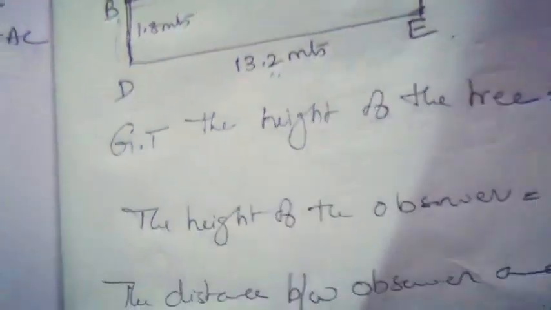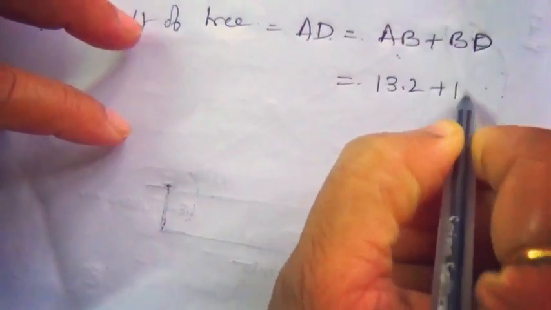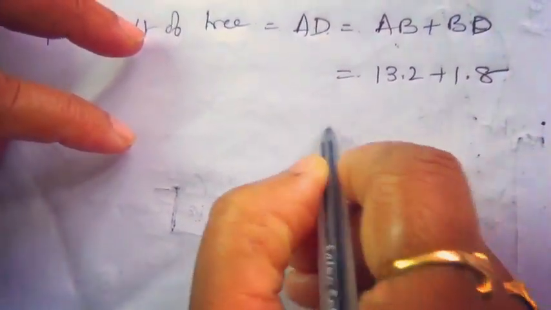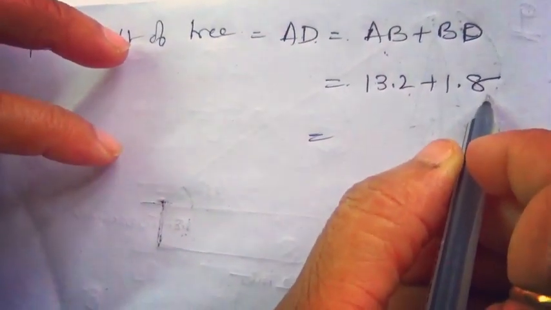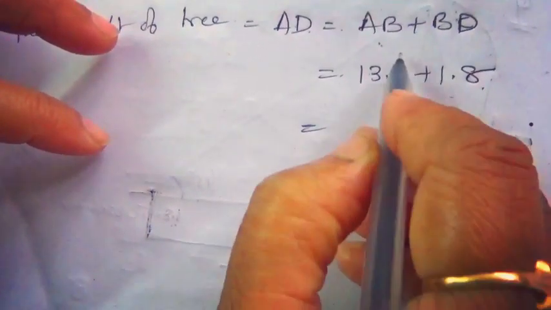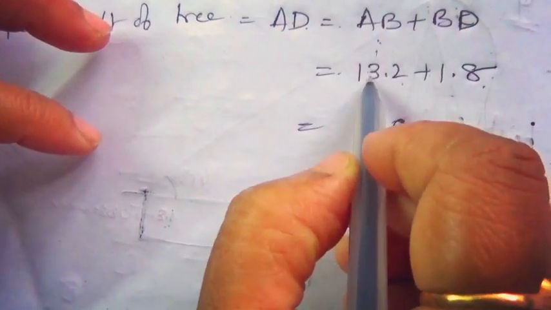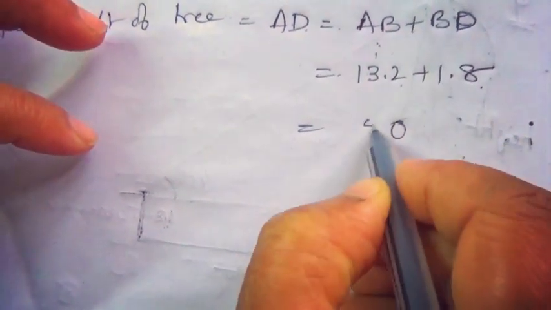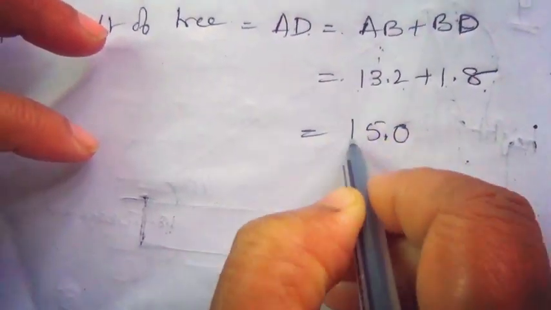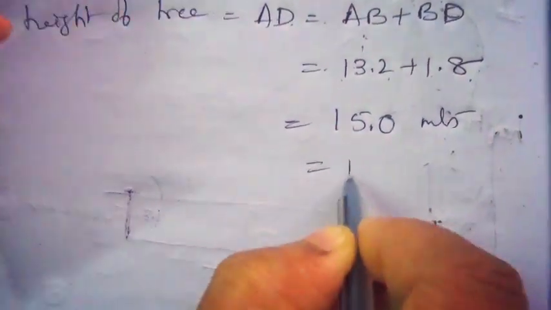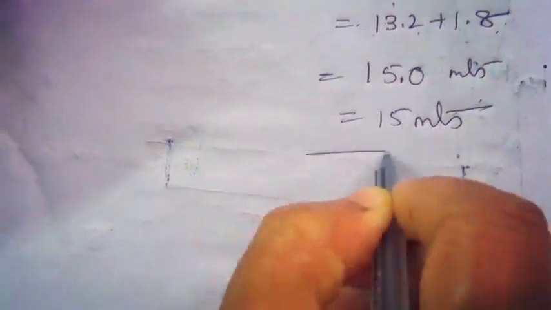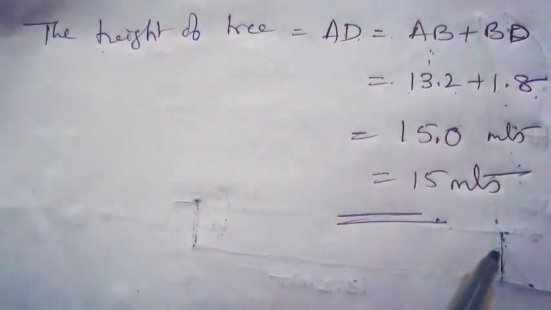13.2 plus 1.8, the addition of these two. So add 2 and 8, that is 10. 0, and 1 is remaining. So 1 plus 3, 4. 4 plus 1, 5. Okay, meters. That is equal to 15 meters. That's it. So the total height of the tree is 15 meters.